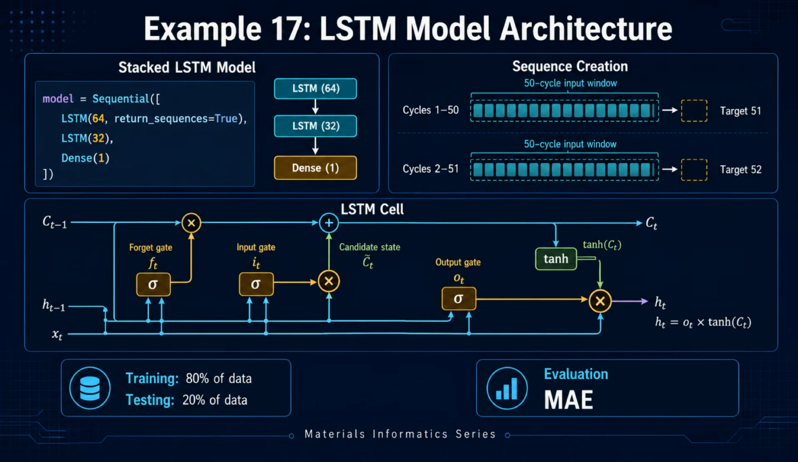Long short-term memory networks learn patterns in sequences. We prepare data using a sliding window approach. Sequences of 50 consecutive capacity measurements predict the next value. The model stacks two LSTM layers, the first returning sequences to feed the second, followed by dense layers for the final prediction. Training on 80% of data, the model achieves excellent accuracy on test data.